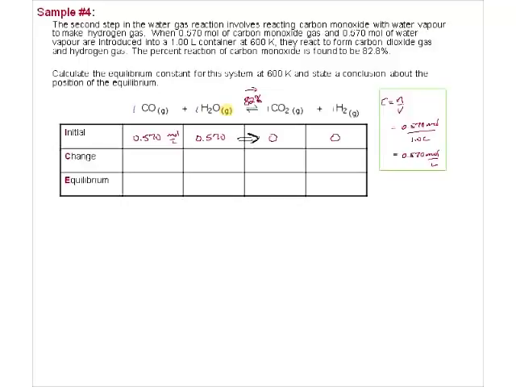So we can calculate the amount of change of the carbon monoxide by simply saying the change in carbon monoxide is equal to the percent reaction times its initial concentration. So there we go. We put these values in: 82.8%, or 0.828, times 0.570. This would be the change in carbon monoxide. We know that the change in water should be the same because it's a 1-to-1 ratio. If 1 mole of carbon monoxide is used up, then 1 mole of water is used up. So that value should be the same.